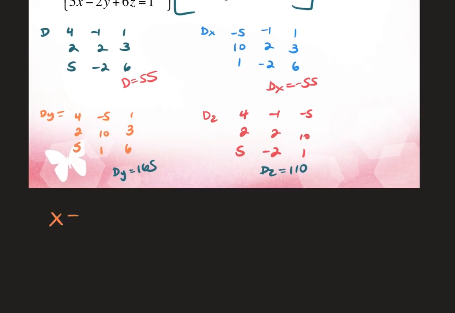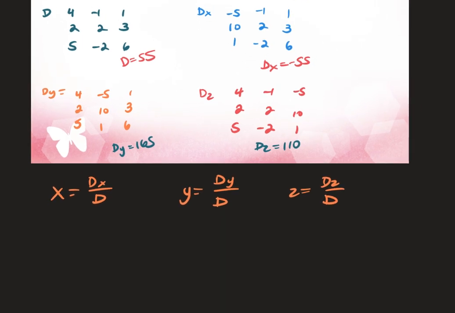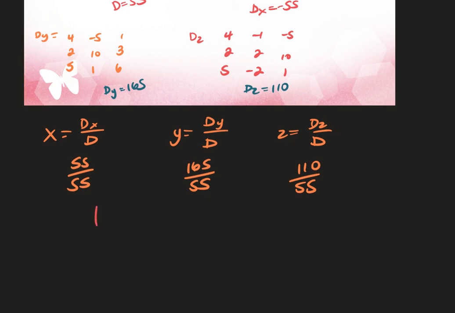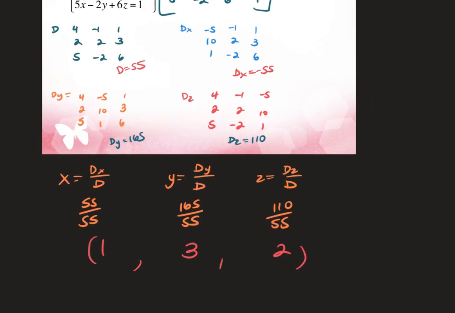D of z equals 110. All right, so then x is d of x over d. Y, d of y over d. Z, d of z over d. So this is 1, this is 3, this is 2. This one's negative, right? That one. Yes, thank you.